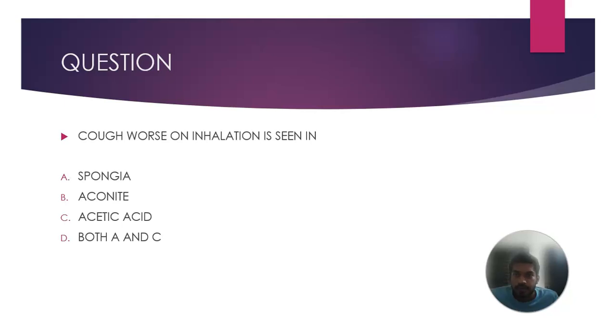Then you have cough worse on inhalation. Cough worse on inhalation is seen in. Okay, the remedies that you are expecting here are spongia as well as acetic acid. So you have the option D here, both A and C, that is spongia as well as acetic acid. The other option given is aconite, where you are going to see cough worse on exhalation. It's not only aconite that is mentioned in keynotes, you also have causticum. So here the answer should be D. Cough worse on inhalation is seen in both A as well as C, spongia and acetic acid. The other option, aconite, is cough aggravation on exhalation, also seen in causticum.